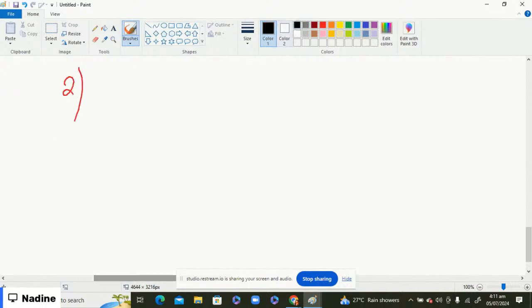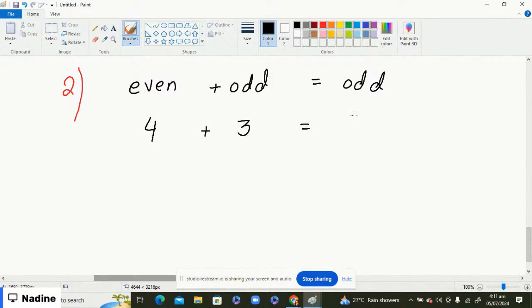Rule 2 is basically when there is one even number and one odd number. When you add it, then you get the answer odd. For example, the even number that we choose is 4, and the odd number is 3. So 4 plus 3 is 7, and 7 is odd. Okay? If I choose the even number 10 and odd number 1, so 10 plus 1 is 11. This is odd. Understand? So this is rule 2.